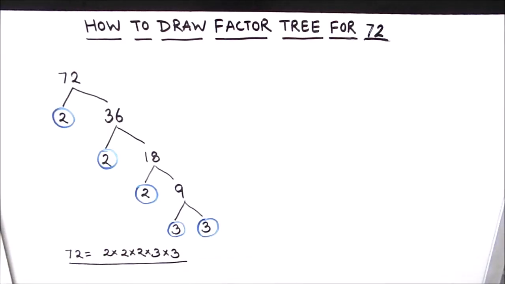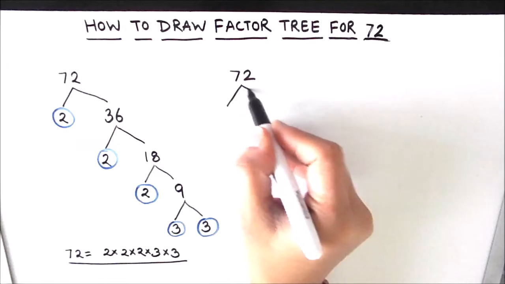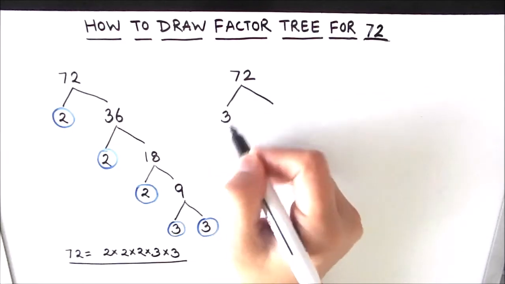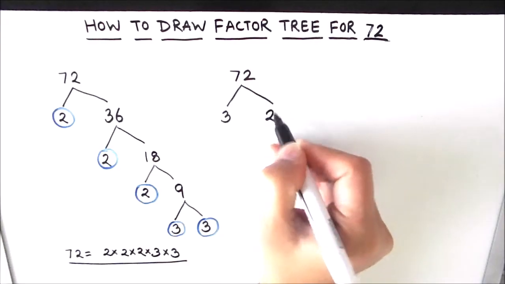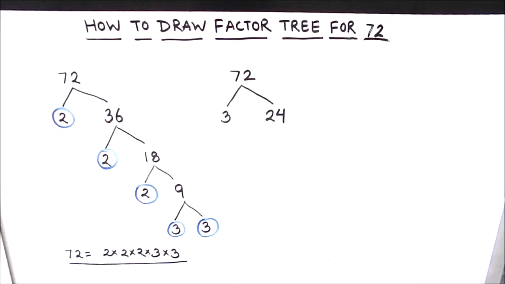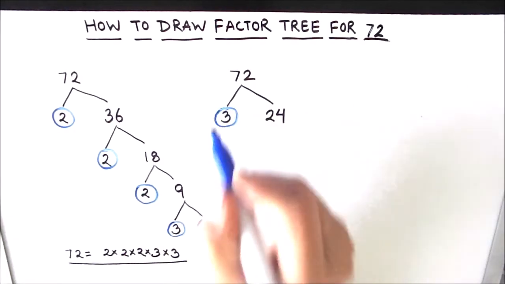We can make more than one factor tree for the same number. So let's try and make another factor tree for the number 72. This time, instead of taking the number 2 as the prime number, we are going to take the next prime number, which is 3, and 72 is fully divisible by 3. 3 times 2 is 6, 1 is remainder, this becomes 12, 3 times 4 is 12. So 3 times 24 is 72, here 3 is a prime number, so we are going to circle 3.